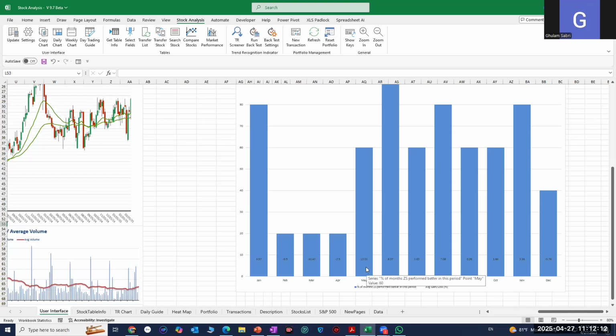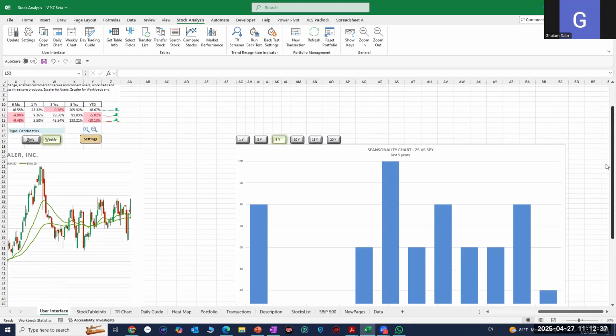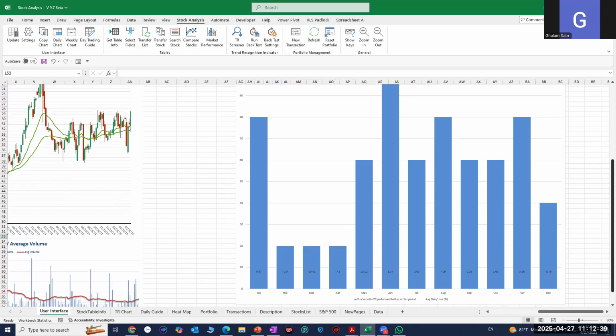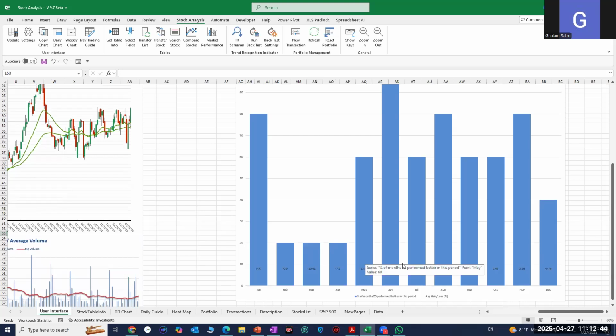Similarly, May traditionally is a good month for ZS. 60% of the time, ZS has performed better, opening low and closing high during the month of May, while beating the S&P return by 13%. And we can see that through the months of May, June, July, and August, generally ZS has performed better, beating the overall broader market. So the history is on our side if we take a long, because May is just going to start within a few days.